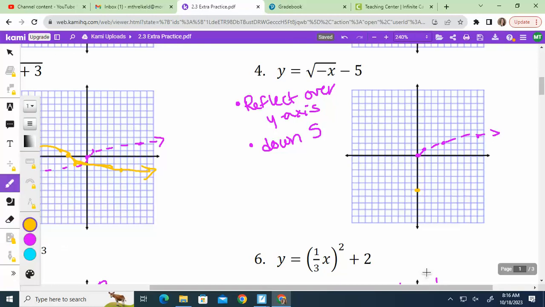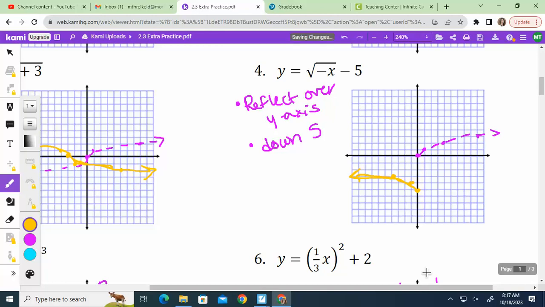Let's try that again. 1, 1. If I flip it over the y, it goes to negative 1, 1. And then go down 5. Alright. 4, 2 would go to negative 4, 2. And then down 5. So we get the same graph. That looks more like this.